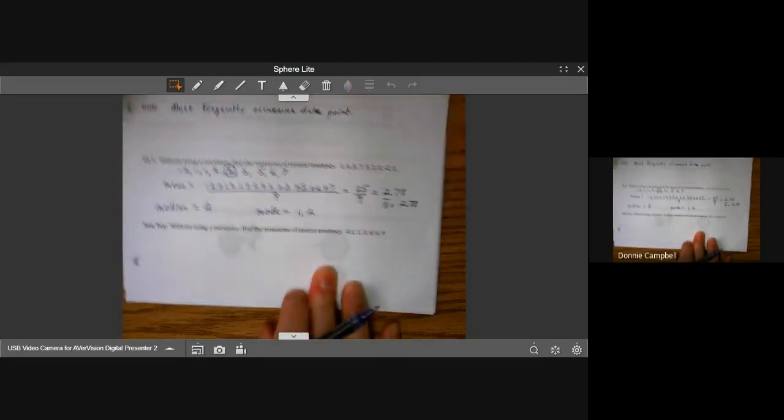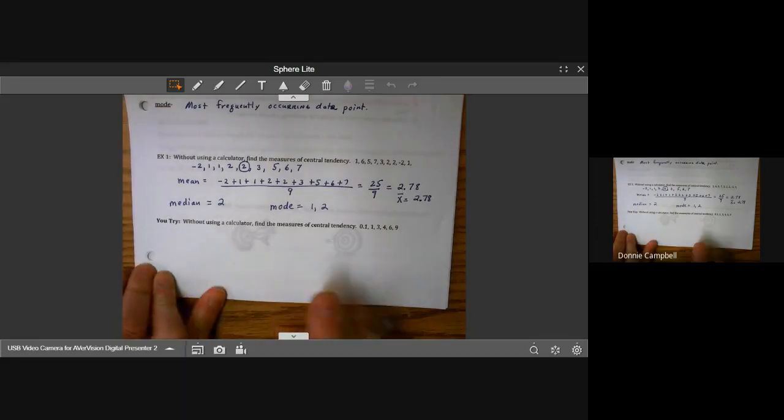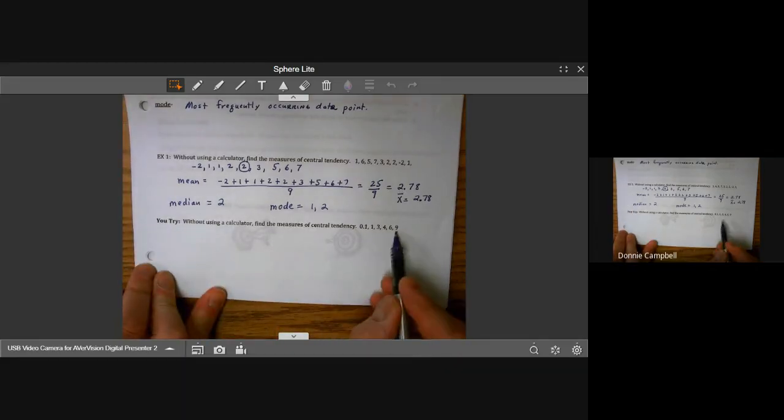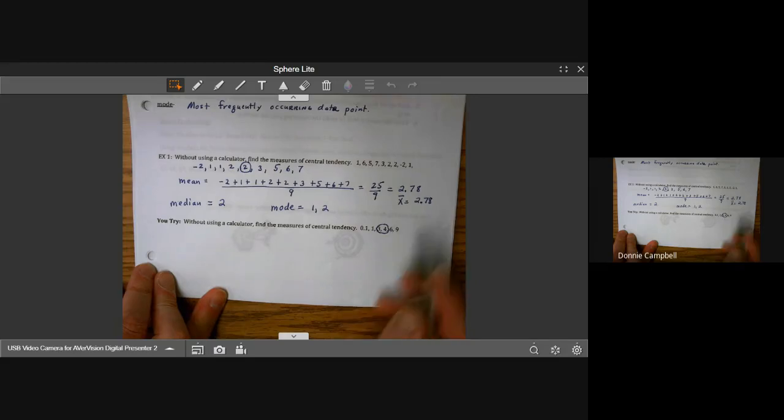Now they want us to do a You Try One. So let's do that. Notice these numbers are already in order. I've got 1, 2, that's 0.1 there. So I got 1, 2, 3, 4, 5, 6 numbers. So I'm going to have to average the 3rd and 4th numbers, those two together.